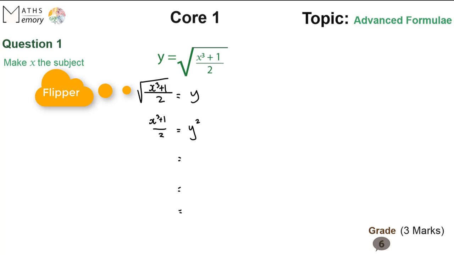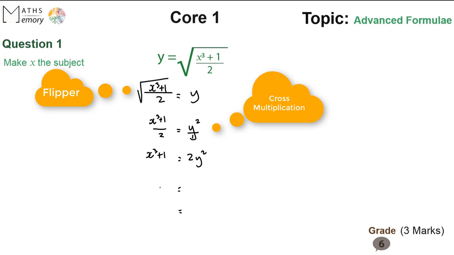Okay, now let's do a little trick over here. Let's put a 1 underneath this and let's cross multiply. Okay, so we can say this times this will equal this times this. Top left times bottom right equals bottom left times top right. So therefore x cubed plus 1 will equal 2y squared. We're nearly there. Now x cubed will equal 2y squared minus 1, and let's cube root everything. So x equals 2y squared minus 1, the whole thing over here, cube rooted. So go through these things. This is the most basic type of advanced formula, but it's quite easy once you understand this.